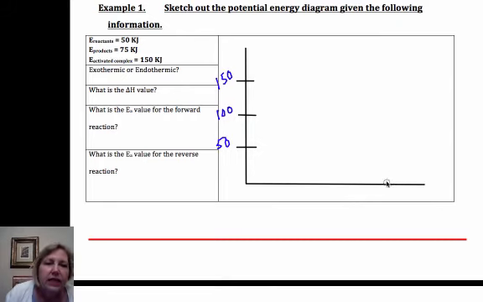Now, it says that the energy of my reactants is 50 kilojoules. So that's where my reactants are right now. My energy of my products is 75, which is going to be halfway up. Up. Did you notice I said up? That's a hint. Now, my energy of my activated complex, not my activation energy, my activated complex, I get to read right off the graph. So that's my activated complex right up at the top.